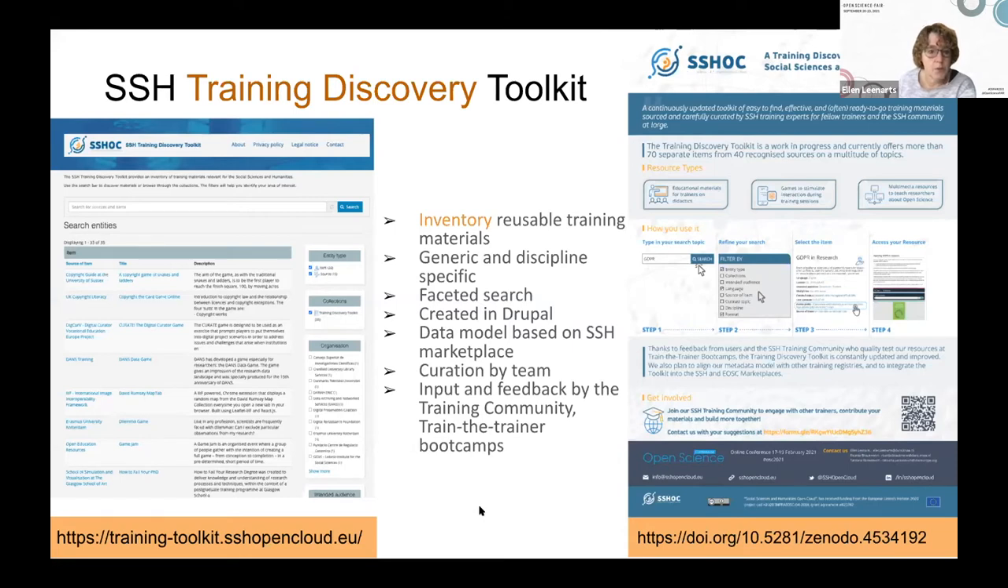We don't produce, well, some of the links that we have in the training discovery toolkit, we have created ourselves in our workshops or webinars, but they are stored somewhere else. So the training discovery toolkit essentially is an inventory and only collects the metadata. And again, like the EOSC pillar, it's a curated toolkit. So we don't just add links like that. There is a curation team and we have curation sprints.